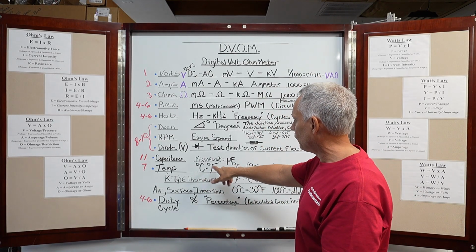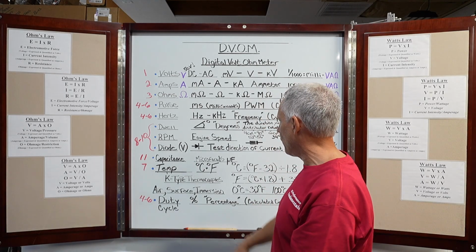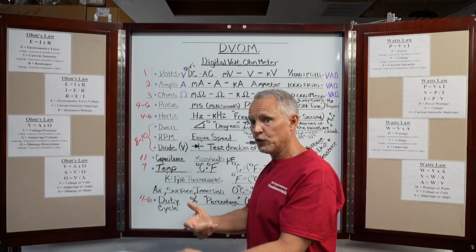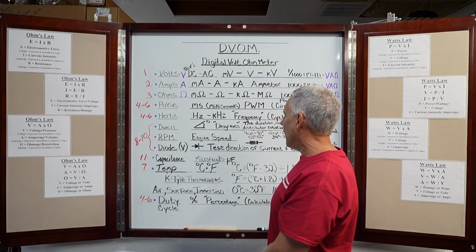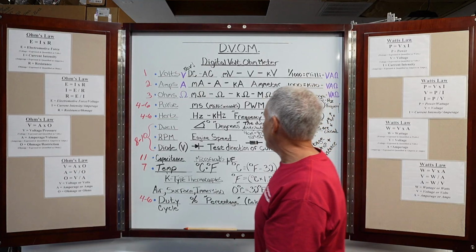Temperatures: degrees Celsius and degrees Fahrenheit. When you switch it on to temperature on your DVOM, you have to decide whether you're going to pick degrees Celsius or degrees Fahrenheit. You can actually change the range, one or the other. So basically from there, let's see here.